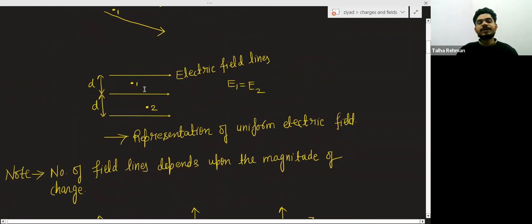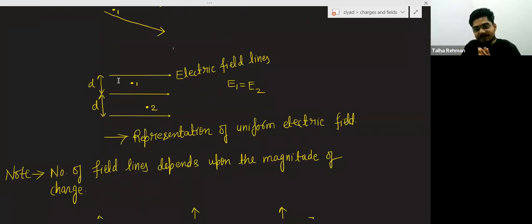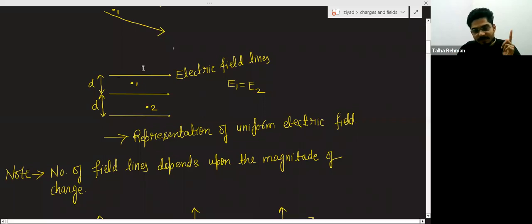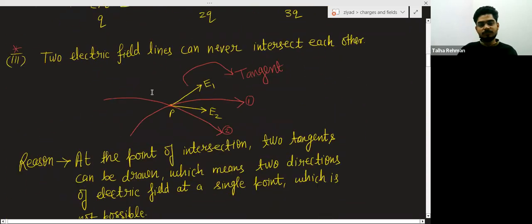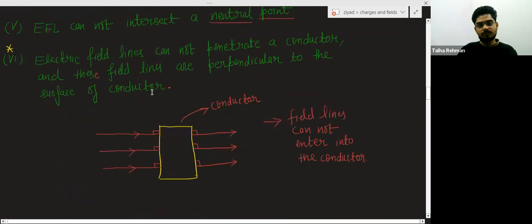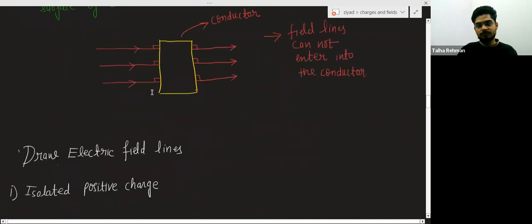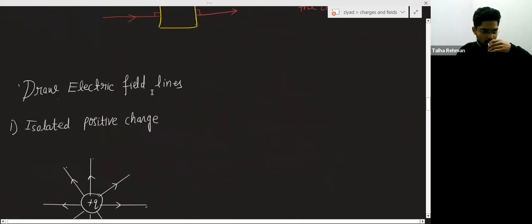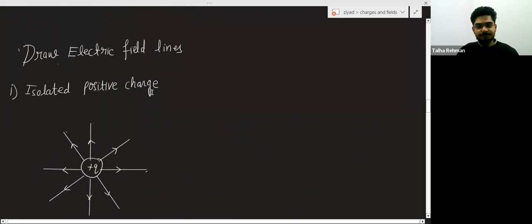This type of condition is given. So what you will do, you will see whether the lines are close or far apart, or whether the distance between the lines is remaining the same. If the distance between the lines remains the same, it means the electric field is uniform, the same electric field everywhere. So draw electric field lines.